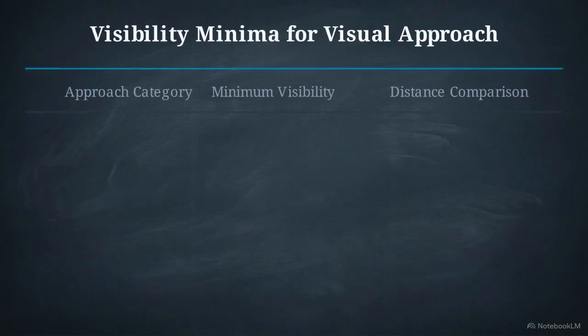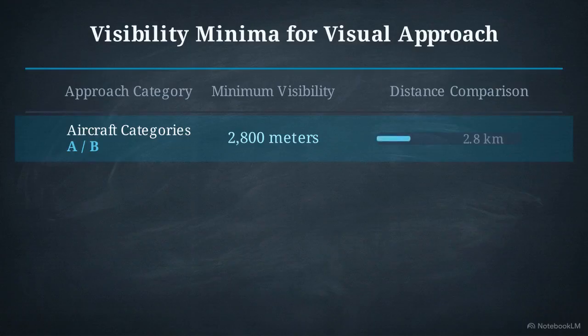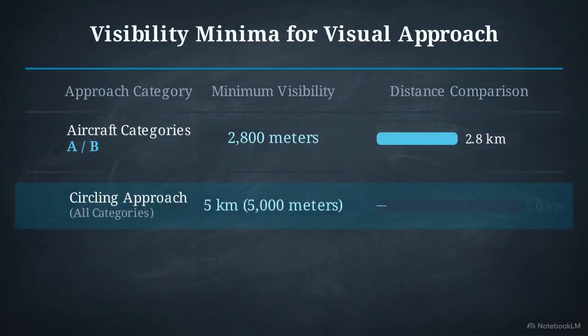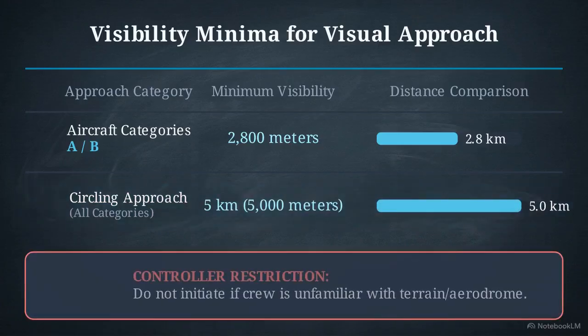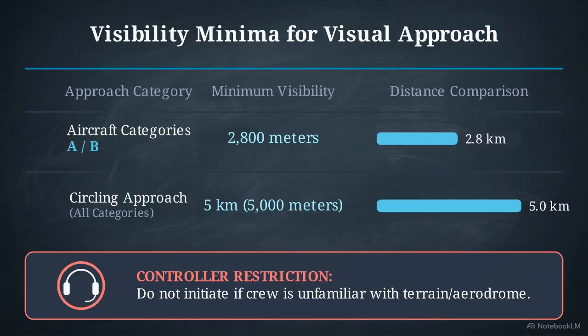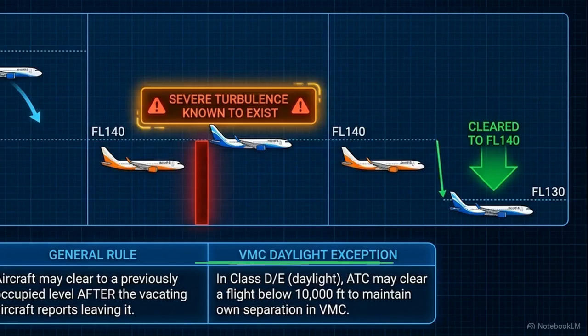For Category A and B aircraft, ground visibility cannot be below 2,800 meters. For a circling approach, it must be at least 5 kilometers across all categories. Furthermore, a controller cannot initiate a visual approach if they have reason to believe the crew is unfamiliar with the local terrain. This panel on the right shows the VMC daylight exception.